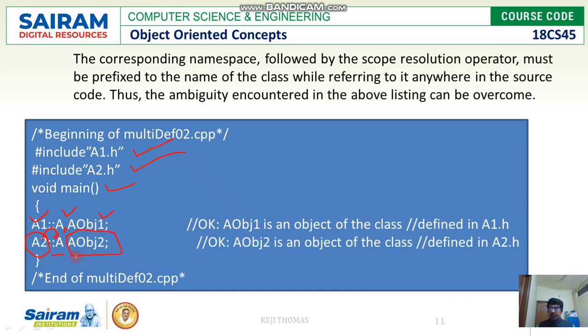So let me repeat. The corresponding namespace you have to write, followed by the scope resolution operator, must be prefixed to the name of the class while referring to it anywhere in the source code. This is the way we have to refer to it. So there is no ambiguity, there is no confusion, and we have created two objects successfully.